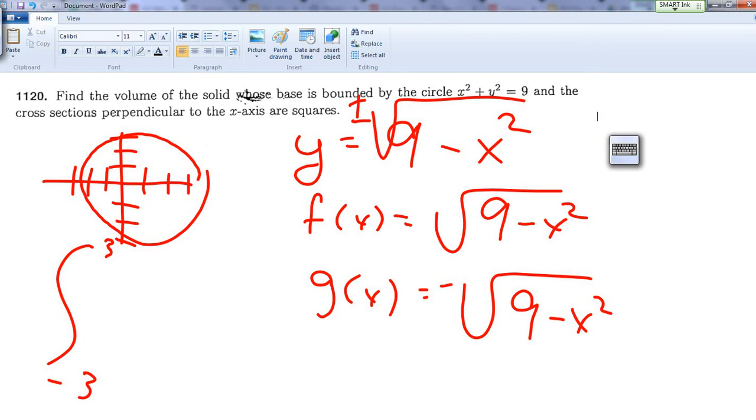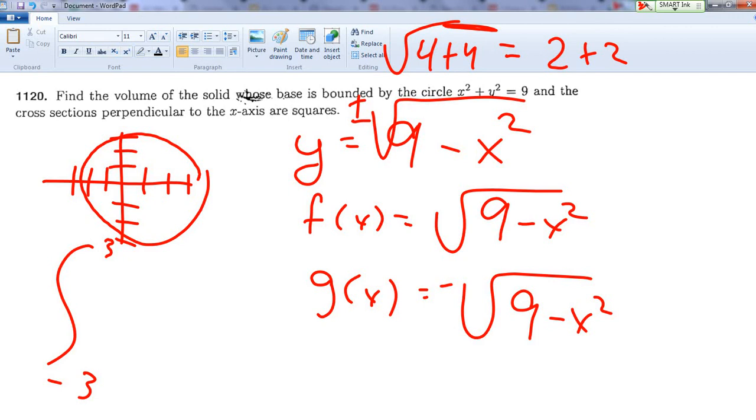What you're telling me, if that's true, is the square root of 4 plus the square root of 4 is equal to the same thing as 2 plus 2. Is that a true statement? No. Square root of 4 plus square root of 4 is square root of 8. Square root of 8 is not 4.